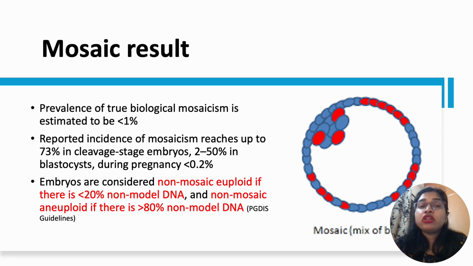Now, prevalence of true biological mosaicism is estimated to be less than 1%, so it is very rare. Reported incidence of mosaicism is 73% in cleavage stage embryos because we are taking only one cell, 2 to 50% in blastocysts, while during pregnancy it is less than 0.2%. According to PGDIS guidelines, an embryo is considered non-mosaic euploid if it has less than 20% non-modal DNA, non-mosaic aneuploid if it is more than 80%, and anything between 20 to 80% is known as mosaic.